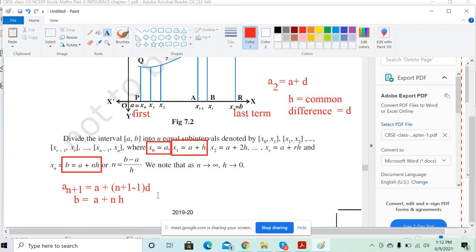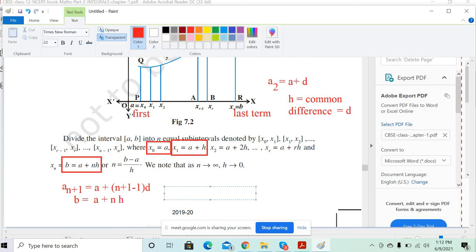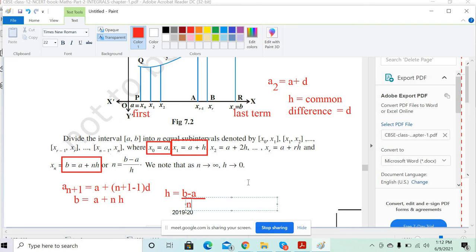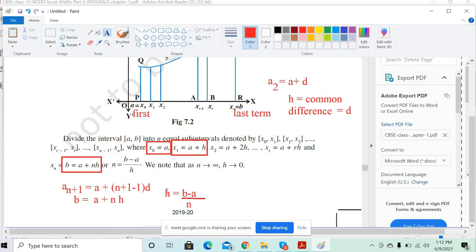Now h will be what? Make h the subject. H will be equal to b minus a by n. Right? So basically h is the width when you divide b and a into n number of parts. Okay? We need to understand that.